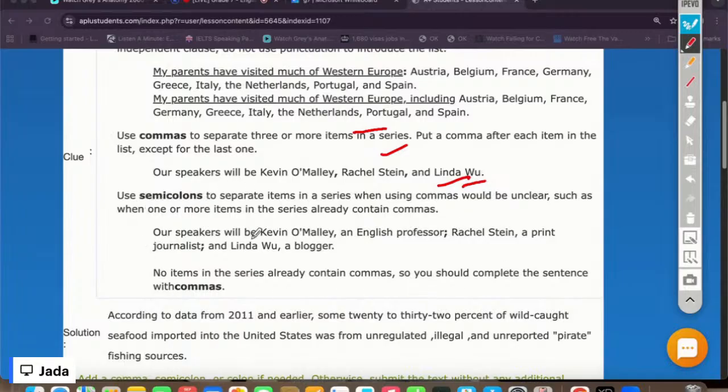All right, so we use semicolons to separate items in a series when using commas would be unclear, such as when one or more items in the series already contain commas. So our speakers will be Kelvin O'Malley, comma, an English professor, semicolon, Rachel Stein, a print journalist, semicolon, and Linda Wu, a blogger. So if you have different items in the series, and using a comma would be confusing, then you have to use a semicolon. Okay.